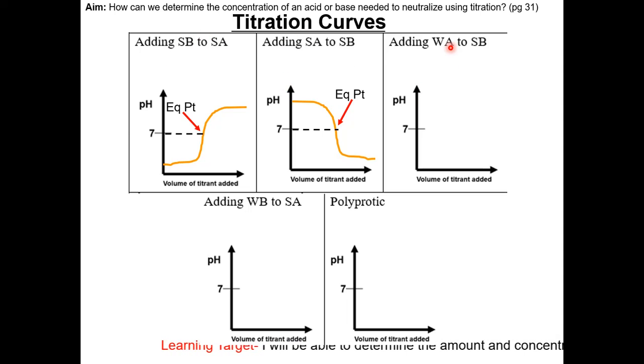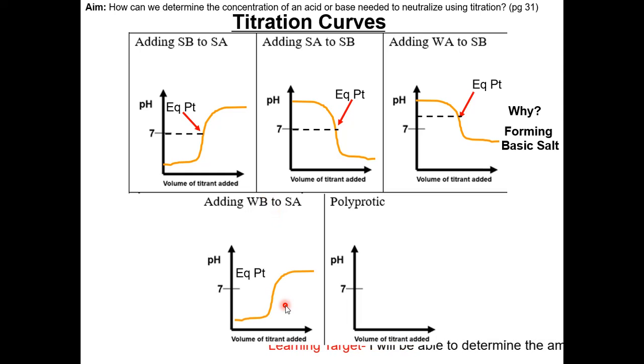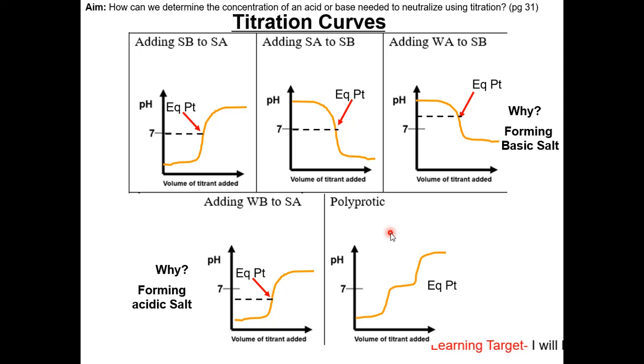Here is a weak acid to a strong base scenario. At the equivalence point, the pH is greater than 7 because you're forming a basic salt during the neutralization reaction. The next one, you're adding a weak base to a strong acid. At the equivalence point, the pH will be less than 7 because you're forming an acidic salt during the neutralization reaction. The last scenario is polyprotic, and there is multiple equivalence points.